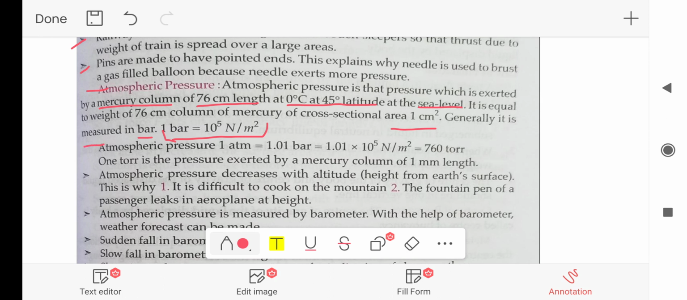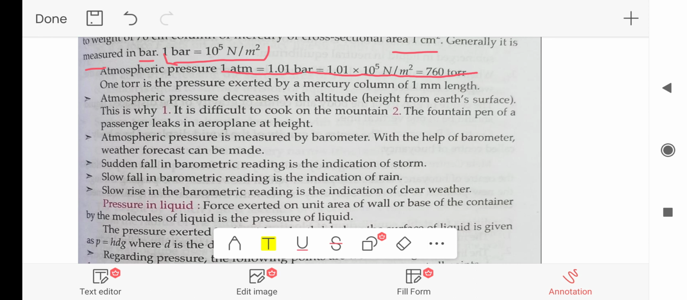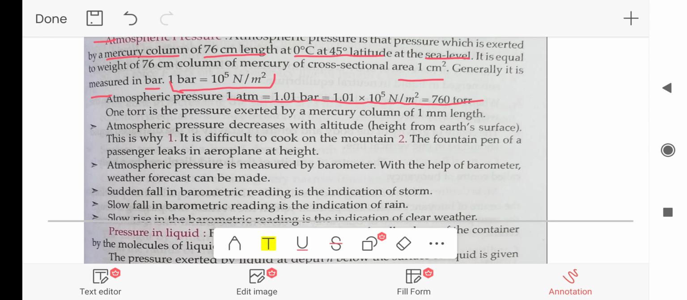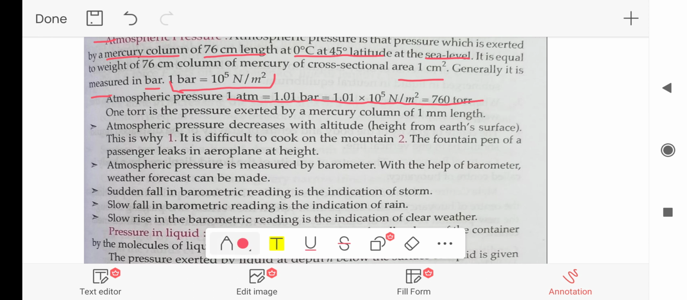Atmospheric pressure 1 atm, atm is the symbol for atmospheric pressure, is equal to 1.01 bar and is equal to 1.01 into 10 to the power 5 Newton per meter square, which is equal to 760 torr. So friends, you have to remember these facts because in the state PCS and other competitive exams, sometimes they ask these facts. So remember these facts. 1 torr is the pressure exerted by a mercury column of 1 mm length.